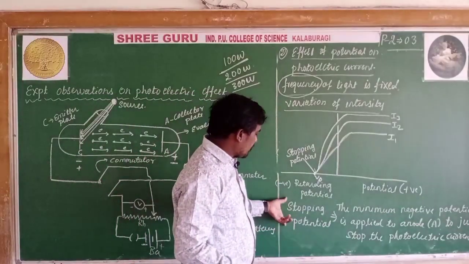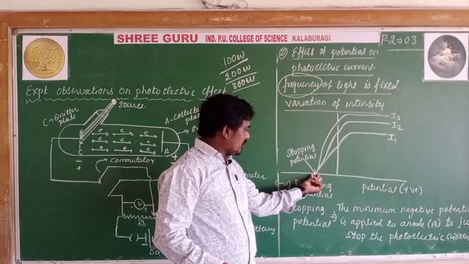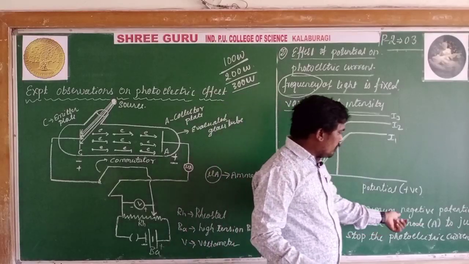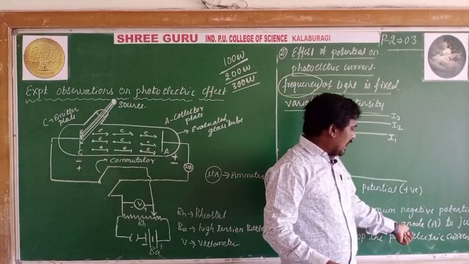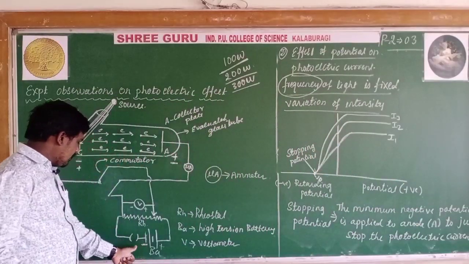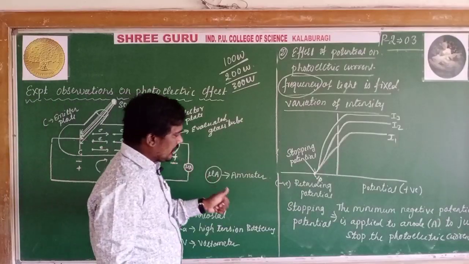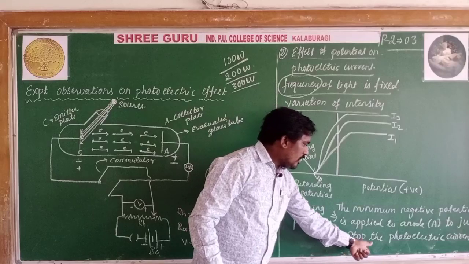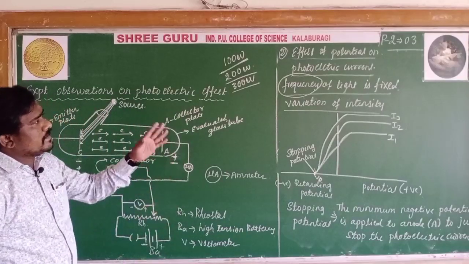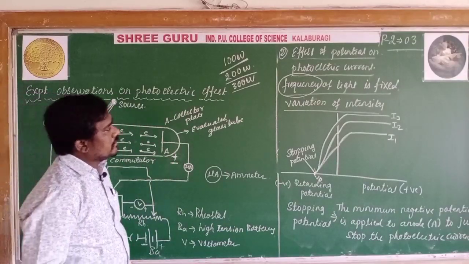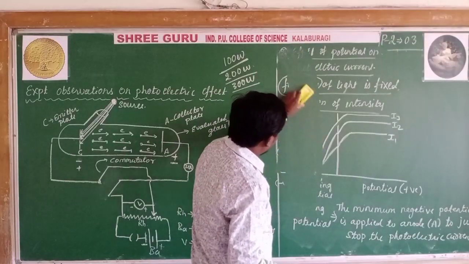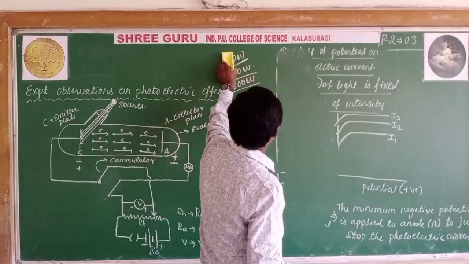What is the definition of stopping potential? The retarding potential V0 is defined as the minimum negative potential applied to the anode to just stop the photoelectric current, and it is called the stopping potential. This is the second effect of the photoelectric effect. Now we will discuss the third one, and that is also very important.